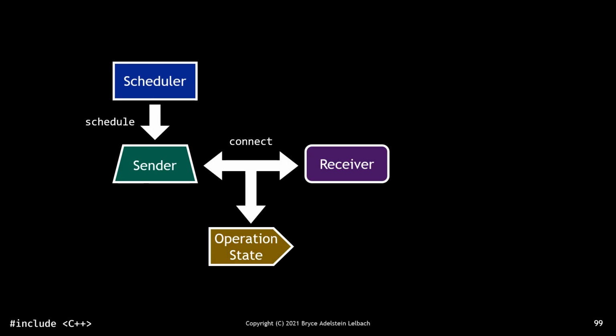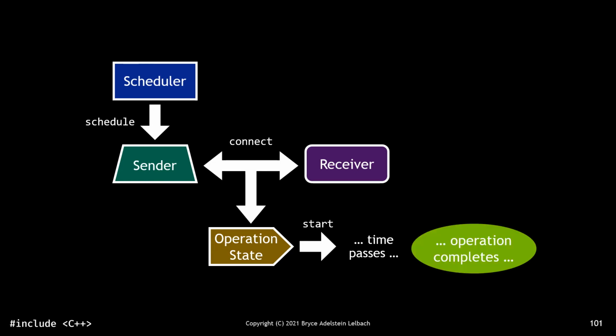Let's start with some scheduler, which we will get a sender from. A receiver is attached to a sender via connect. This is a behind-the-scenes interface that won't usually appear when using asynchronous operations. Connect returns an operation state, which contains the actual work that the sender represents. Eventually, you initiate the work by calling start on the operation state. After some time, the operation completes, and then notifies the receiver with the signal.